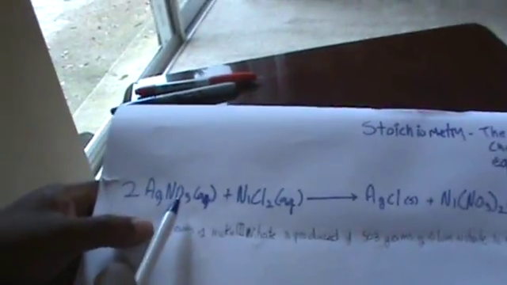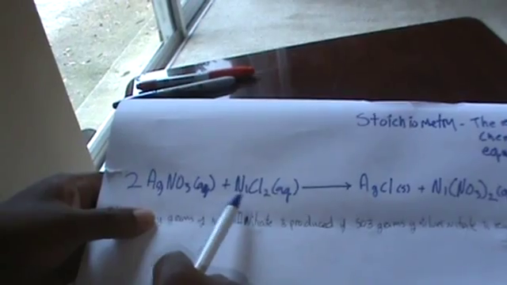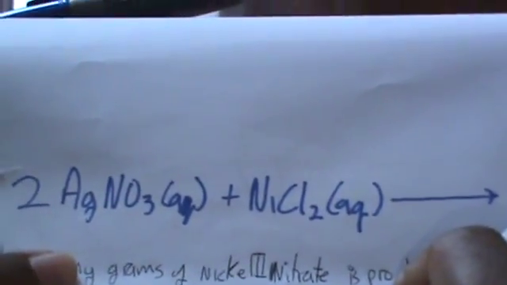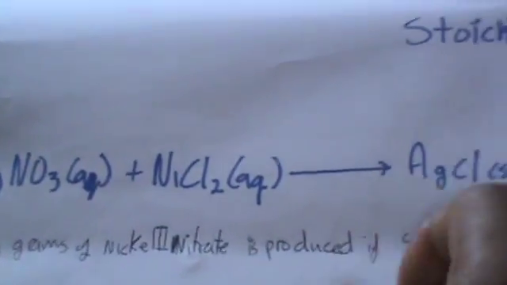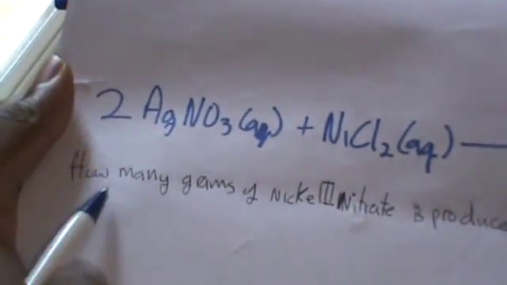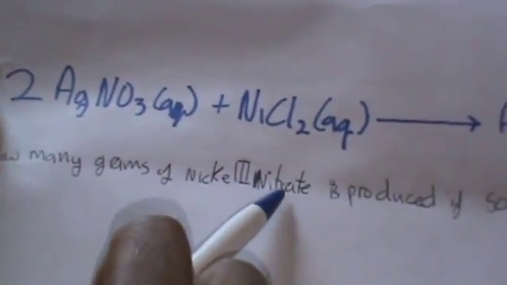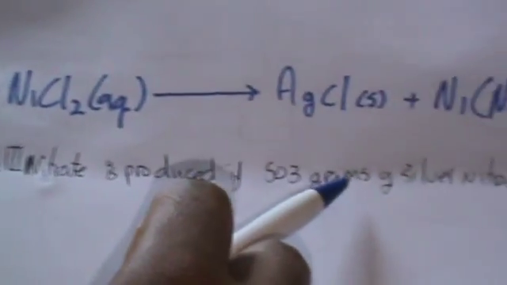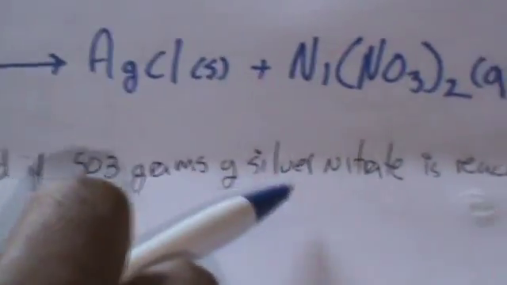So in this equation right here, we have 2 silver nitrates aqueous plus nickel chloride. They react to get silver chloride plus nickel nitrate. The question I wrote out is: how many grams of nickel 2 nitrate is produced if 503 grams of silver nitrate is reacted?